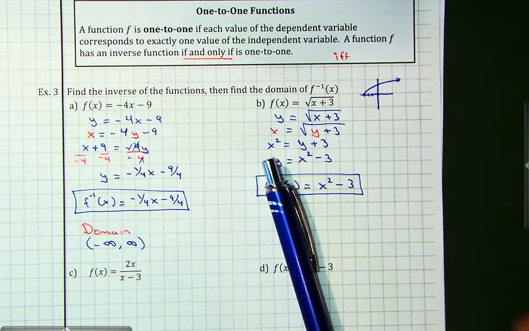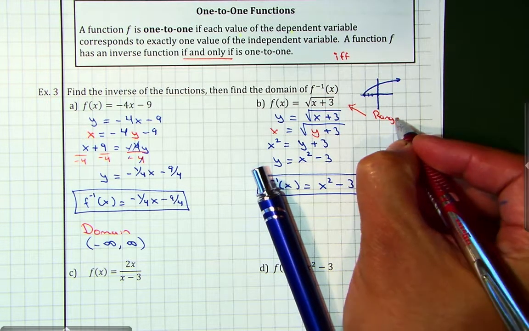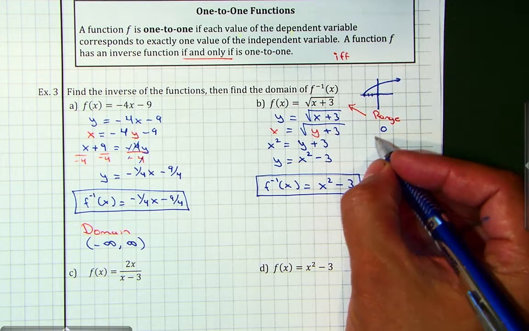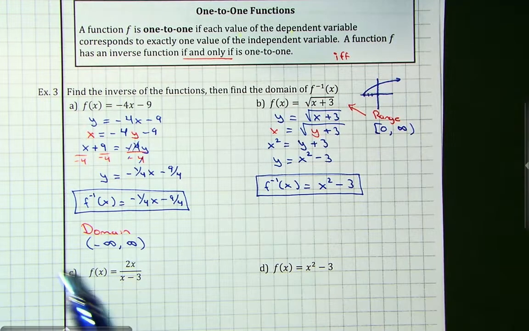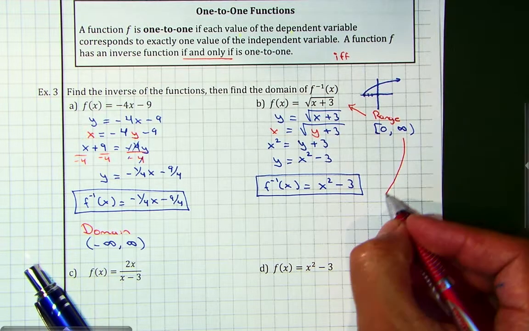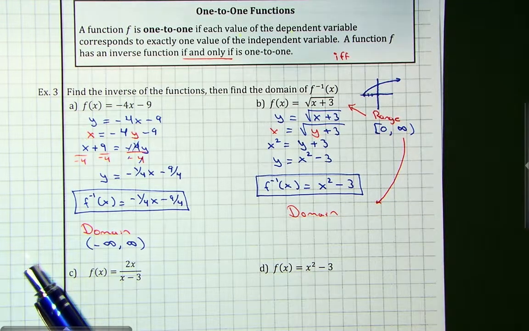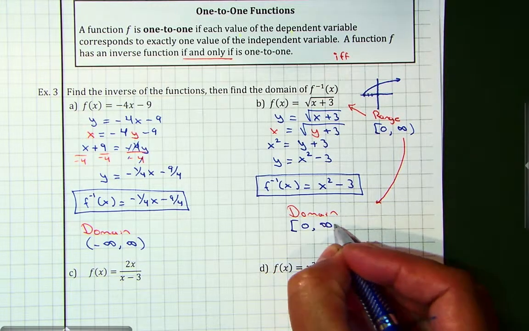So your range for this function is from 0. Does it include the 0? Yes. All the way to positive infinity. So therefore, the domain for this function, we have to adjust it from 0 to positive infinity.